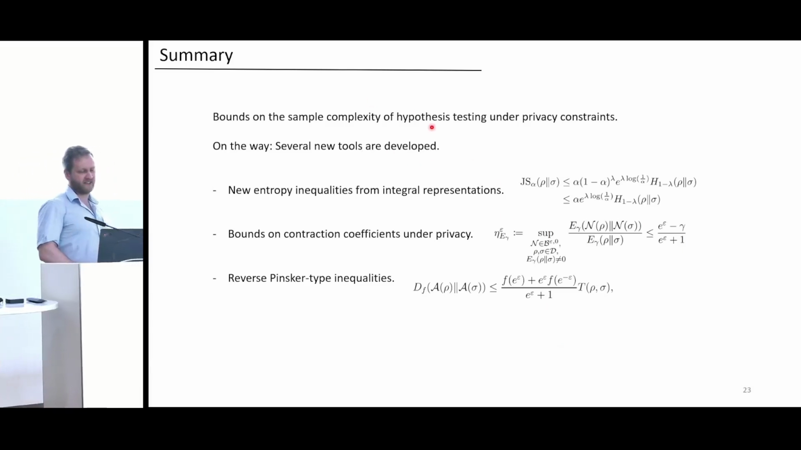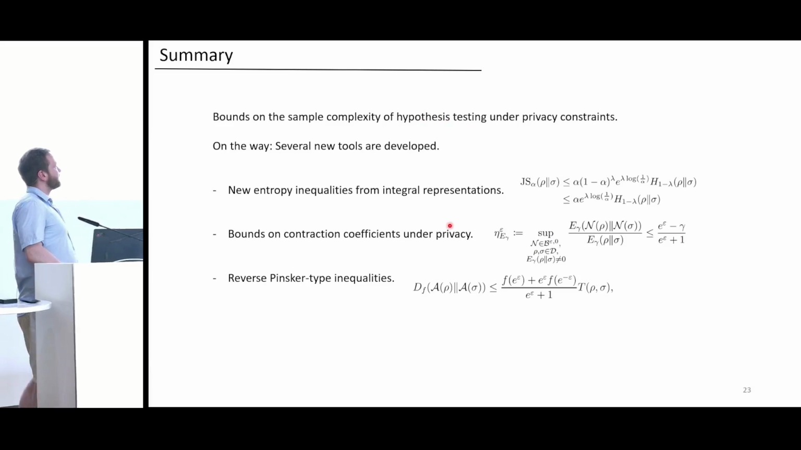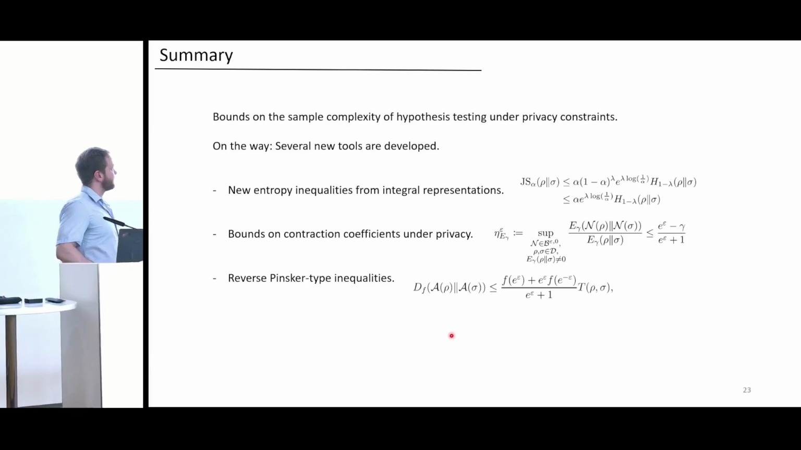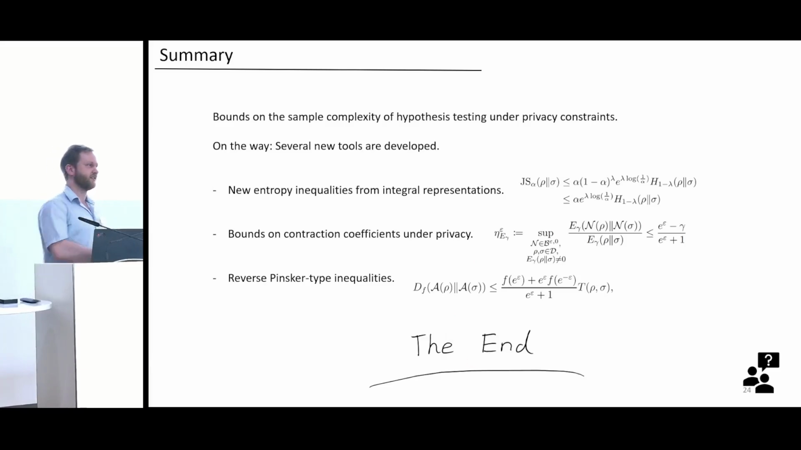So yeah, we'll have these sample complexities under differential privacy. And the tools that you might want to take away are that you can find new entropy inequalities, you can find new bounds on contraction coefficients and reverse Pinsker type inequalities. And I think that's basically everything I had prepared. So thanks a lot for your attention.